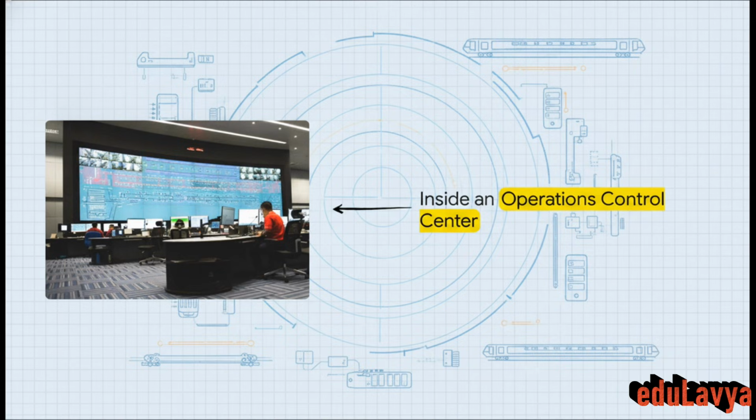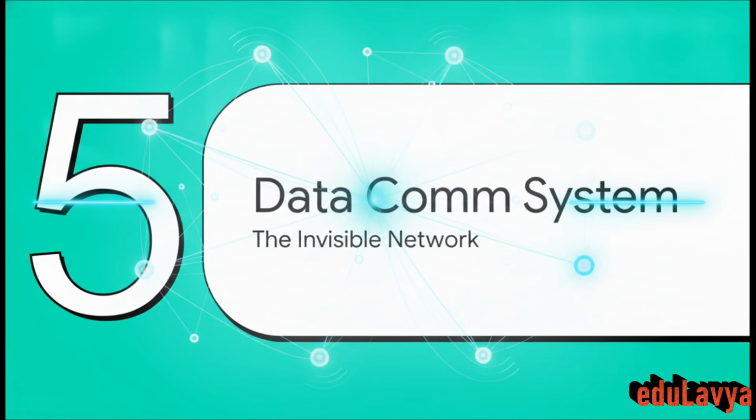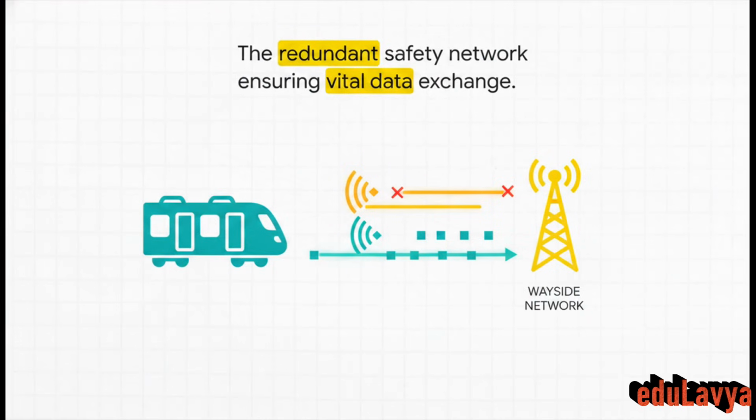It's making sure the daily schedule stays on track, it's routing trains, and it can even dynamically adjust speeds and permissions across the whole network. It's the ultimate conductor, keeping everything running like absolute clockwork. And finally, Section 5, the Data Communication System, the Invisible Network. So, the Data Communication System, or DCS, is essentially a broadband network.